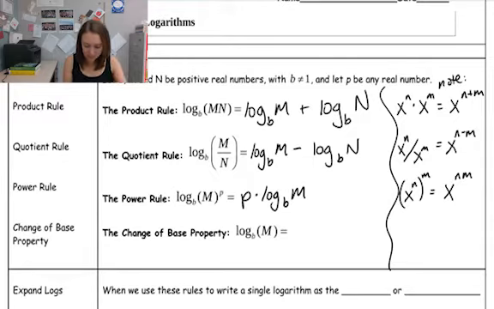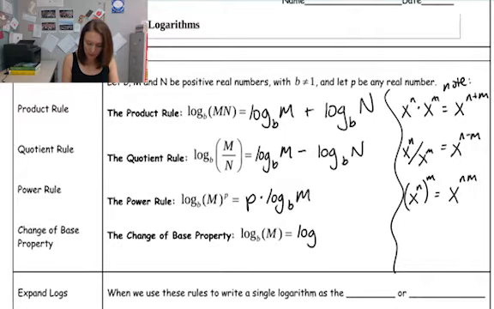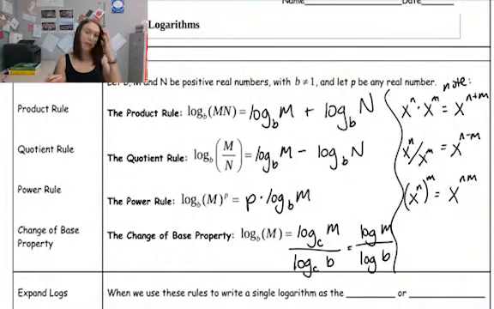All right, and then the change of base property, this is super, super useful for when we need to put logs in our calculators that have bases that aren't 10 or e. So log base c of m divided by log base c of b. Or you can just think about it as log of m divided by log of b with a base of 10. So we can use our log button in our calculator.